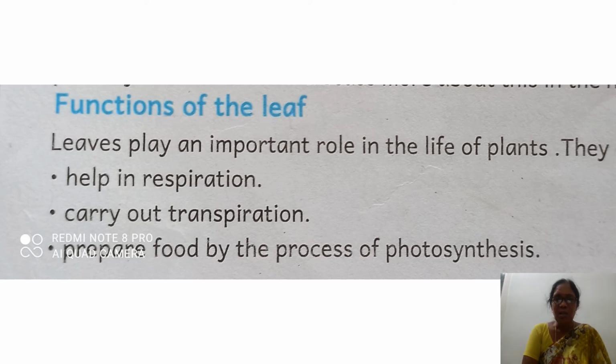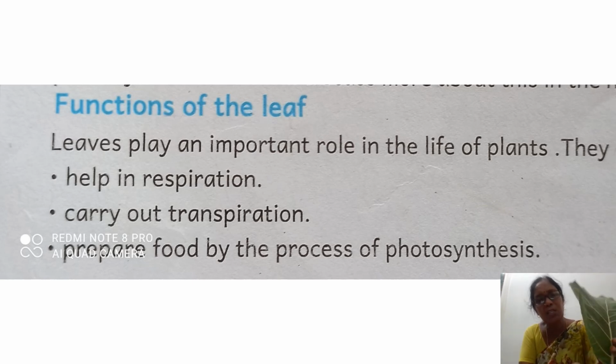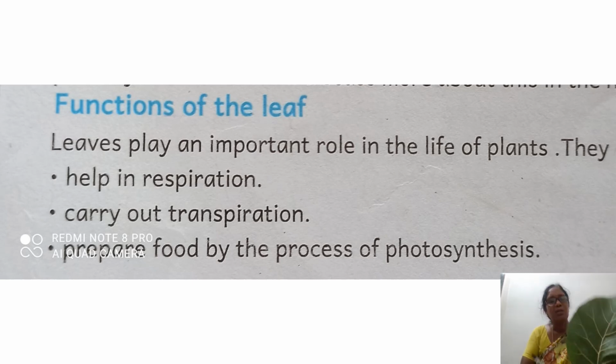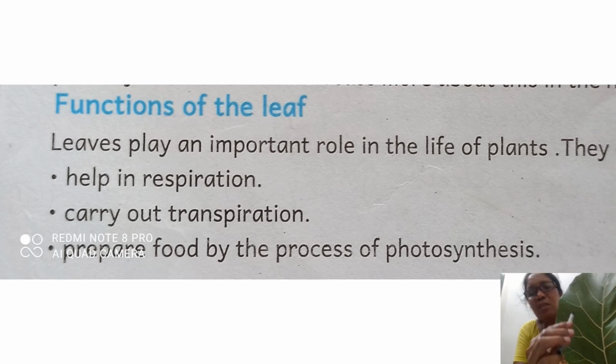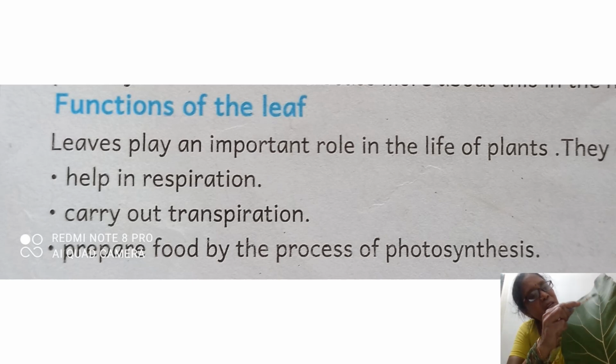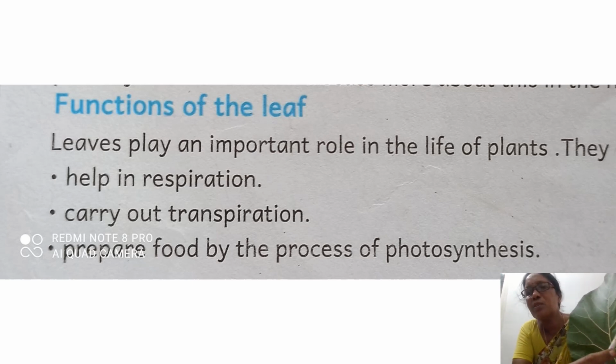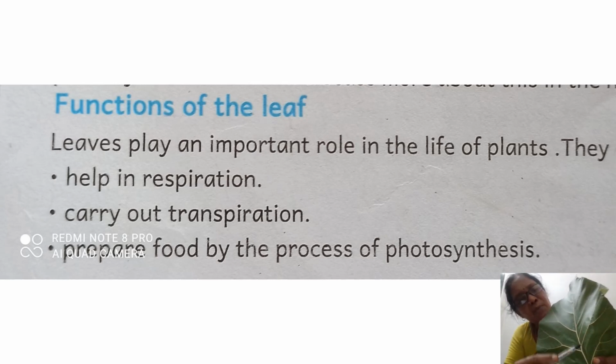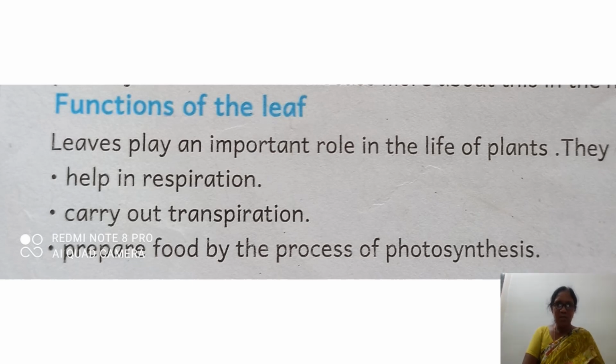That's about the leaf. What do we call this flat part of the leaf? Lamina. What do we call this part? This stalk-like structure, petiole. What do we call this? Midrib. This is the midvein, and these are lateral veins. No? That's about the leaf.